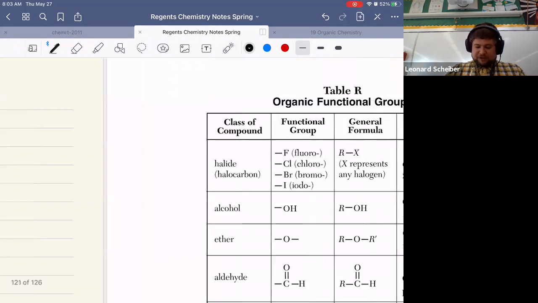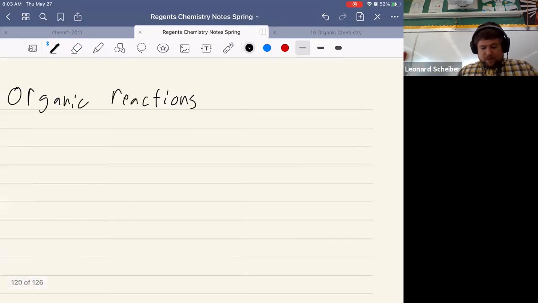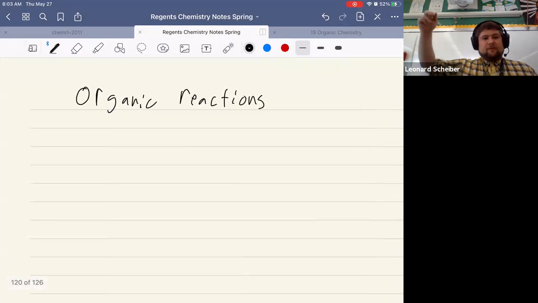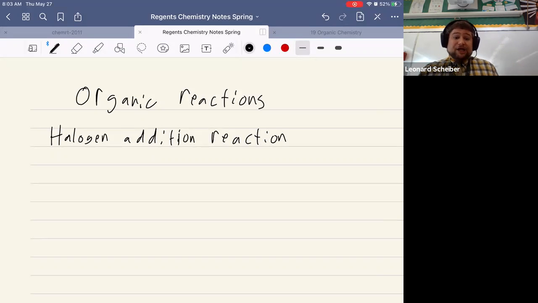The reason they're so special is because they have everything to do with our functional groups. And to start with, we're going to have what is called the halogen addition reaction, where we are literally adding a halogen to some sort of organic molecule.